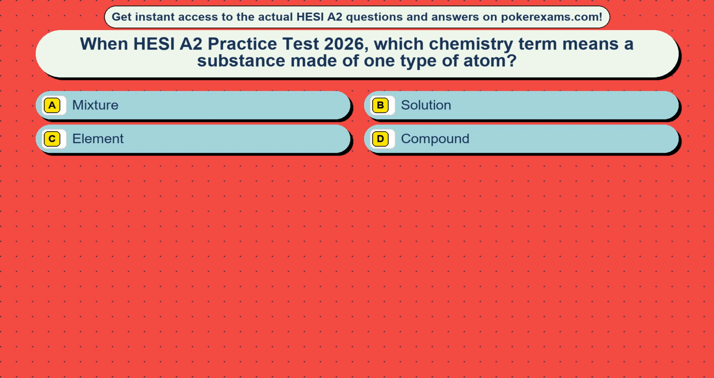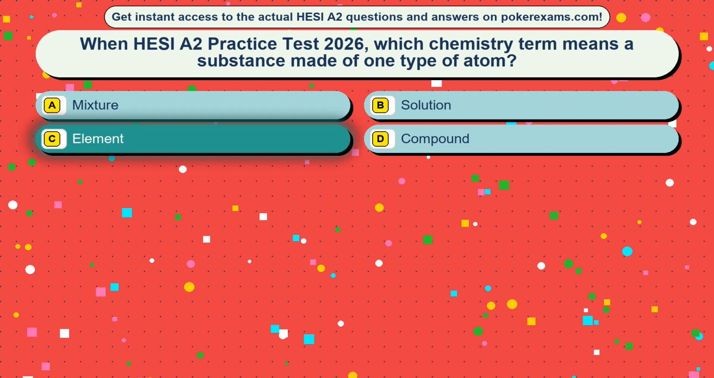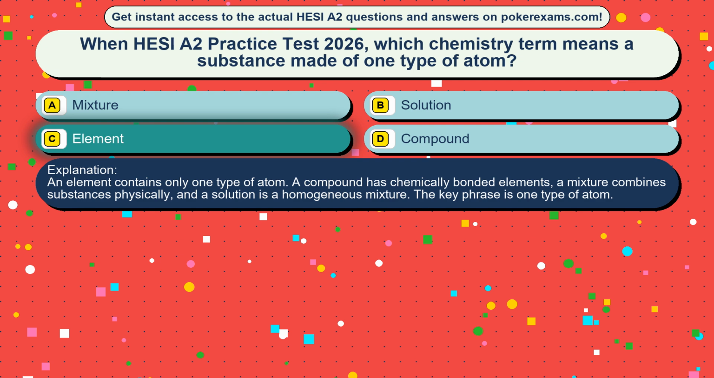atom? Option A, mixture. Option B, solution. Option C, element. Option D, compound. The correct answer is option C, element. An element contains only one type of atom. A compound has chemically bonded elements, a mixture combines substances physically, and a solution is a homogeneous mixture. The key phrase is one type of atom.